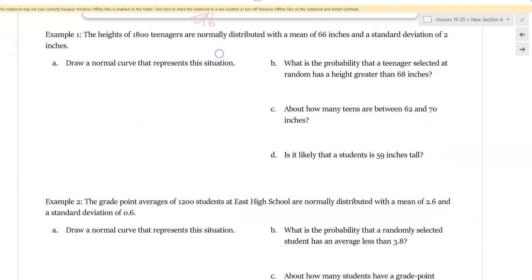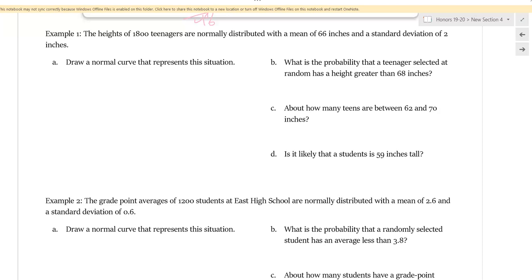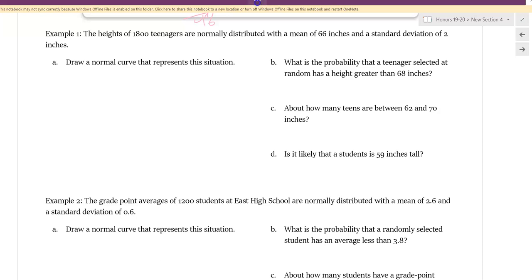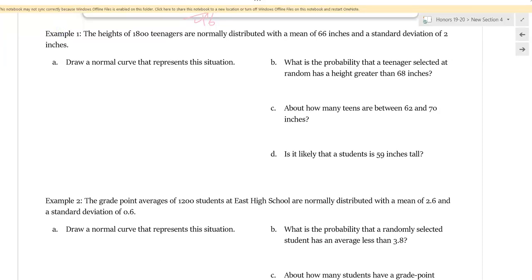All right, so example 1. The heights of 1,800 teenagers are normally distributed with a mean of 66 inches and a standard deviation of 2. So we're going to draw a normal curve. When you draw your normal curve, you're going to draw a line on the bottom. That's your axis, like an x-axis or y-axis, but we only have one. And then you have this lovely bell shape. It might take some practice to get a nice bell shape, but that's what we're going to start with.